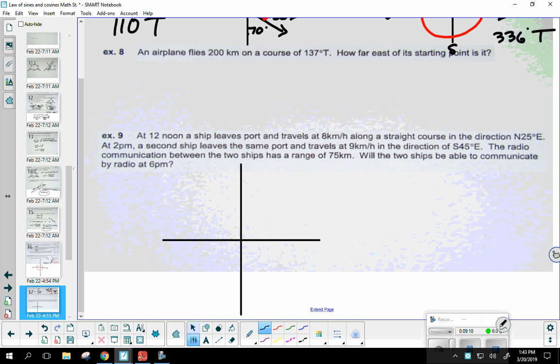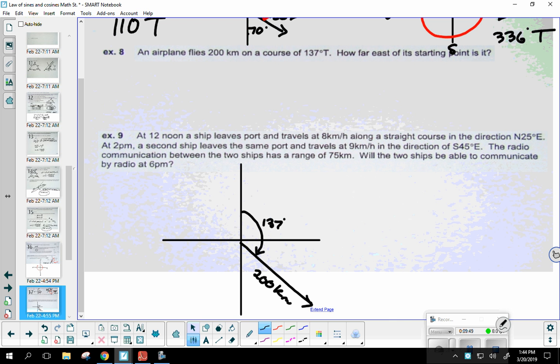So what quadrant would that put it in? Okay, it would be in 4, yeah, because the measure of a straight angle is 180 degrees. So 137 is definitely going to be between 90 and 180. So we're probably looking at something like this. Yeah, so this right here is going to be 137 degrees. All right. Now, we know that the plane is flying 200 kilometers. So that's going to be my distance here, 200 kilometers.